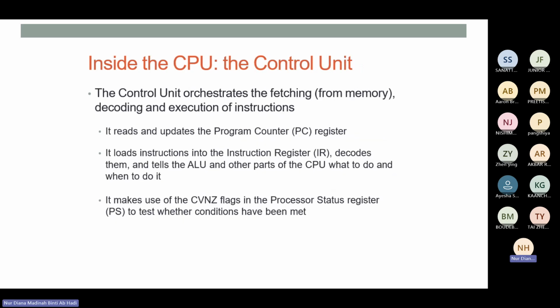Next, inside your CPU you're also going to have your CU, which orchestrates the fetching from your memory, decoding and executing your instruction. Usually it will read and update your PC register. Then only will it load the instruction to the instruction register, decode it and tell your ALU and other parts of the CPU what to do and when to do it. It makes use of the C, V, Z and other flags in the processor status register to test whether the condition has been met or not. This sequence I want you to really understand and relate, because later you will use this for your analysis.